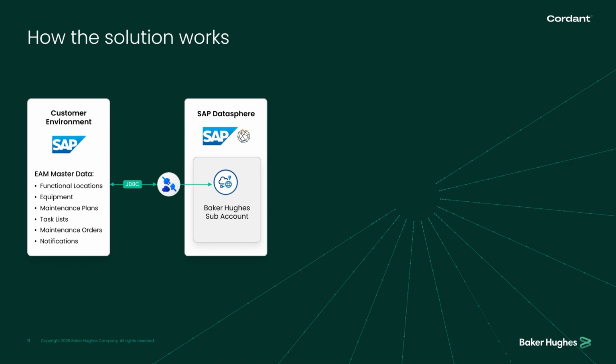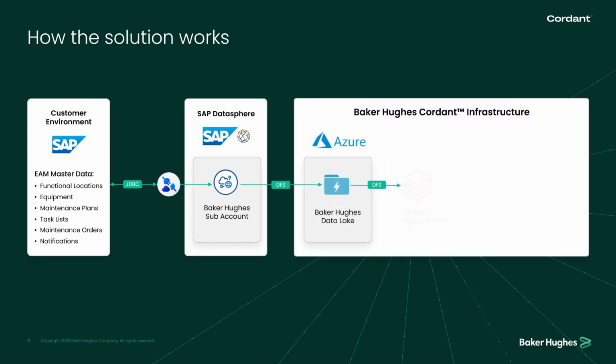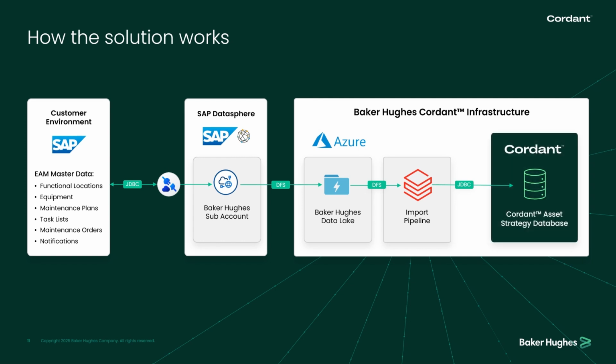Now, rather than having lengthy implementations and integrations, customers can leverage Baker Hughes Datasphere or their own Datasphere account to process the data from their S/4HANA instances, including all key master data for asset management, such as functional locations, equipment records, maintenance plans, task lists, and many more very quickly. Once the data is in the Cordant Asset Strategy database, the Baker Hughes team of experts can now cleanse the data, optimize it, and create or improve the quality of the maintenance activities housed in the ERP system.